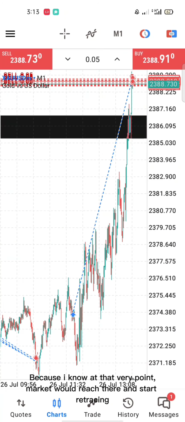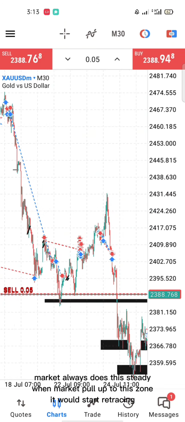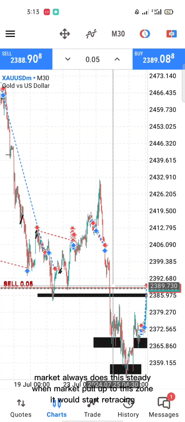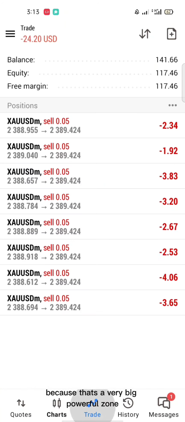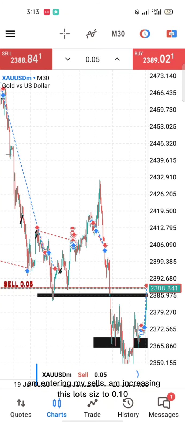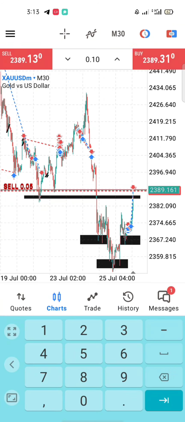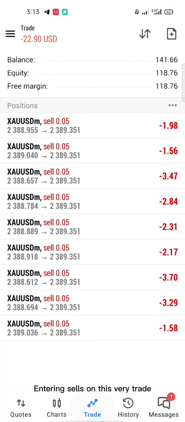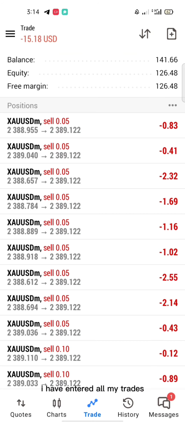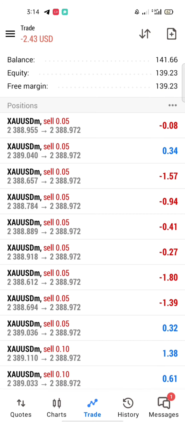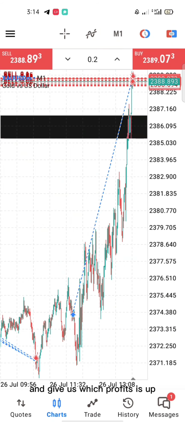Because I know that at that very point the market will start retracing. Market always does this steadily: when it pulls up to this very zone, it will start retracing massively, because that is a very big, powerful zone. I'm entering my sells and increasing the lot size to 0.10. So guys, I've entered my sell trades. Let's see the trade pull downwards and give us huge profits ASAP.